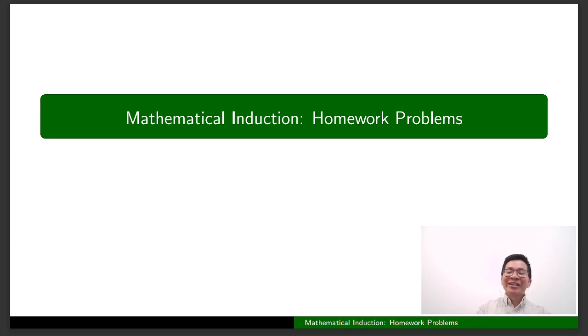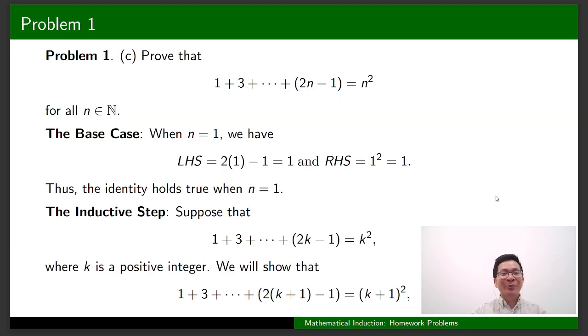Hello everyone, in this video I'm going to work on a tutorial for the second homework assignment. So let's get started. In the first problem, we have to show that 1 plus 3 plus so on plus 2n minus 1 is equal to n squared for all n in N. And first of all, we want to understand what it means.